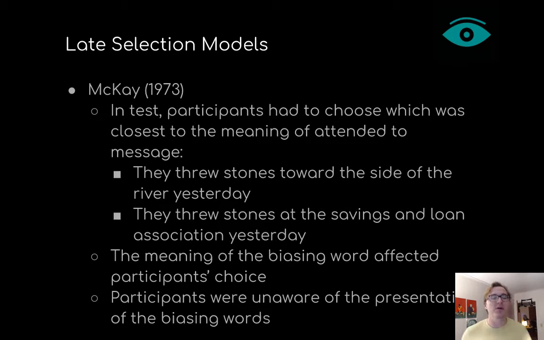So if they heard the word river, they were more likely to say that they threw stones toward the side of the river yesterday, as opposed to if they heard money, they would say they threw stones at the Savings and Loan Association yesterday. Basically, the idea is that in the unattended ear, there was still some biasing component. This small kernel of unattended information was influencing that post-dictionary unit attribution to memory. And the weirdest thing was that participants were unaware of the presentation of the biasing words.